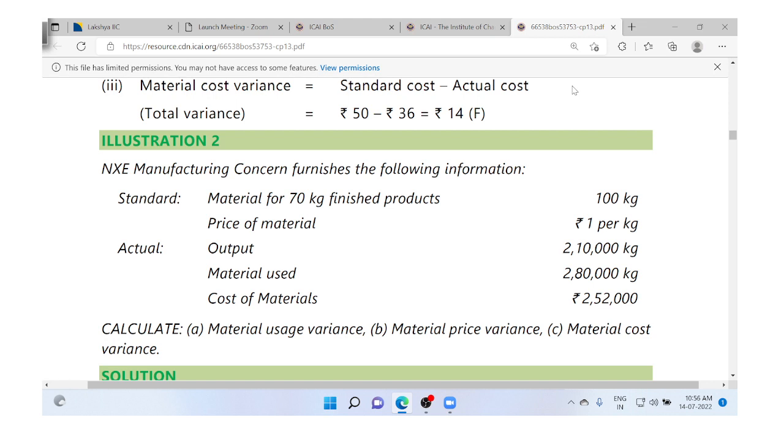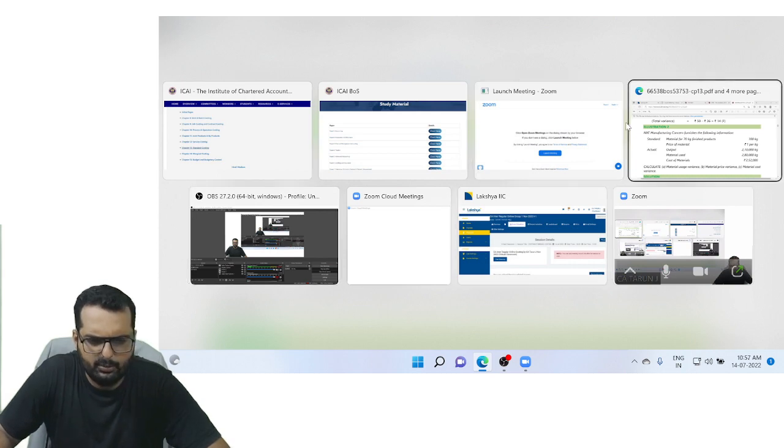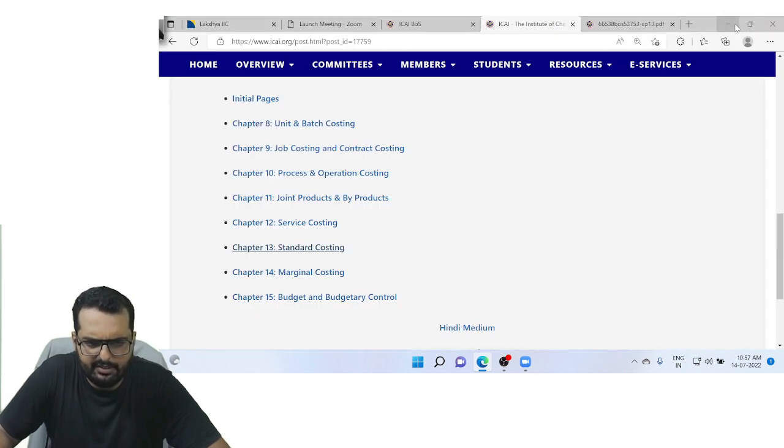Everybody has got the answer, friends? Mainly here the challenge is to get the SQ. Once you get the SQ, the remaining process is very, very easy.